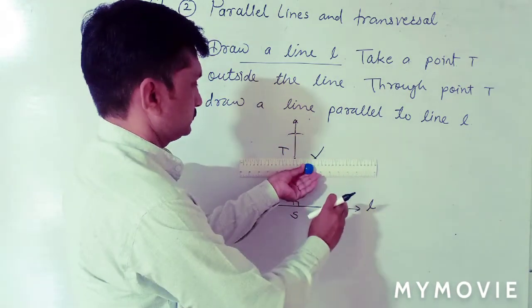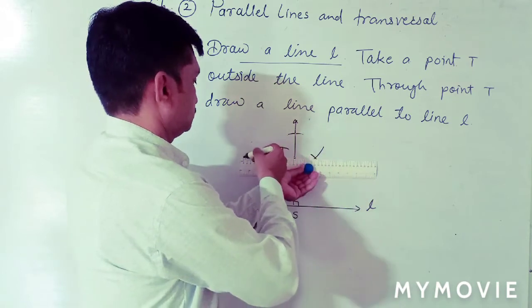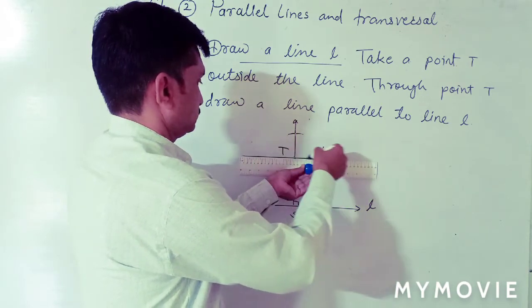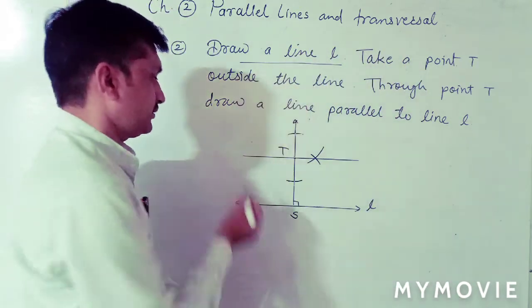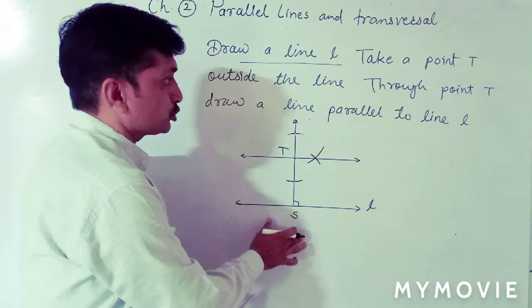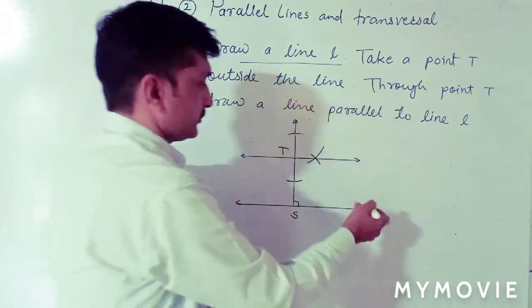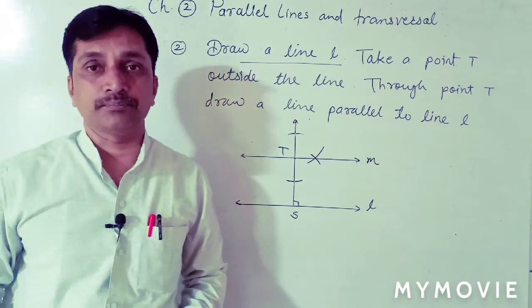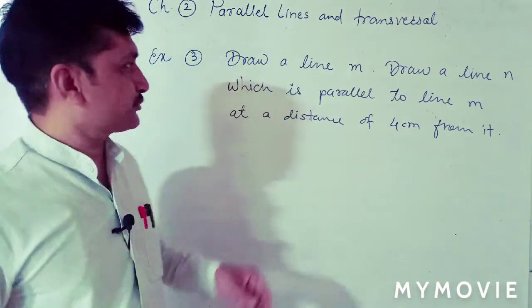Now draw a line in this way. This is the line parallel to L, and the name is not given. Again we can give it any name. I give here line M. Let's see example number 3.